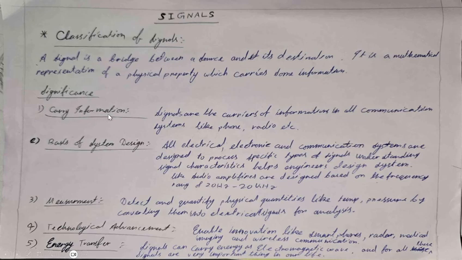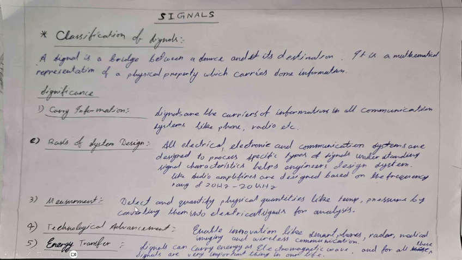1. Carry information. Signals are the carriers of information in all communication systems like phone, radio, etc. 2. Basis of system design. All electrical, electronic, and communication systems are designed to process specific types of signals. Understanding signal characteristics helps engineers design systems, like audio amplifiers are designed based on the frequency range of 20 Hz to 20 kHz.